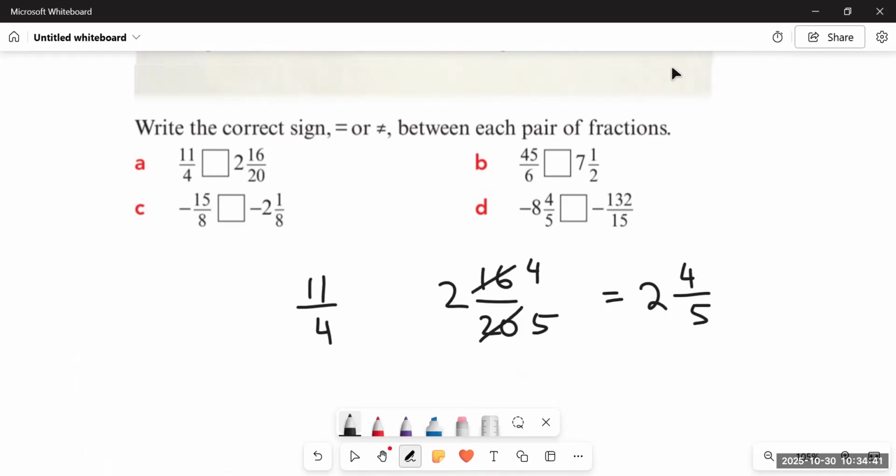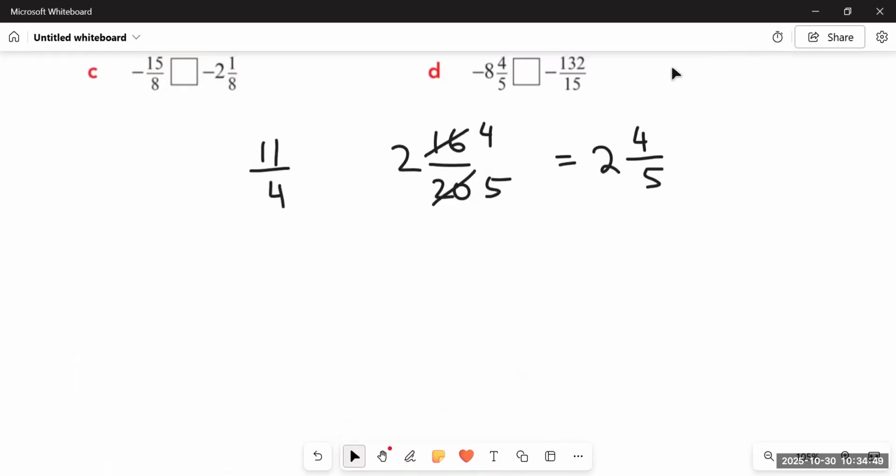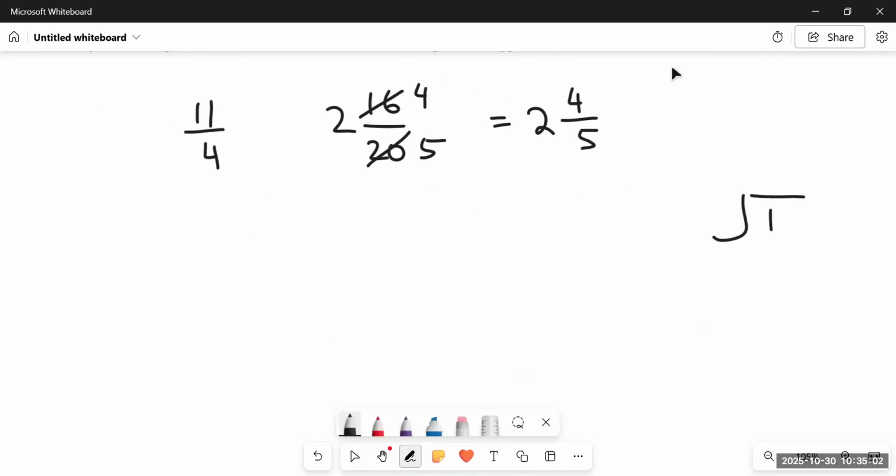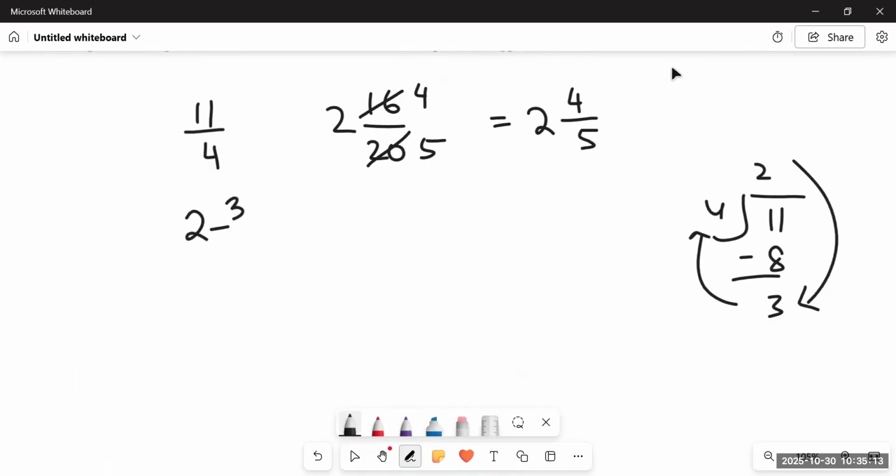We'll simply multiply 4 by 5 and 5 by 4. But before that, since one of them is an improper fraction and the other one is a mixed number, you can convert both of them into mixed numbers or improper fractions to compare them wisely. So you can divide 11 by 4. 4 twos are 8. Here comes 3 down and that's the remainder. So you can write it as 2 whole 3 over 4. And on the other hand, you have 2 whole 4 over 5. Since the wholes are similar, we just have to compare 3 over 4 with 4 over 5.